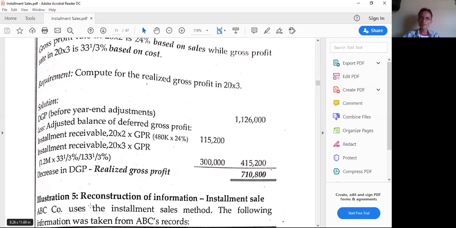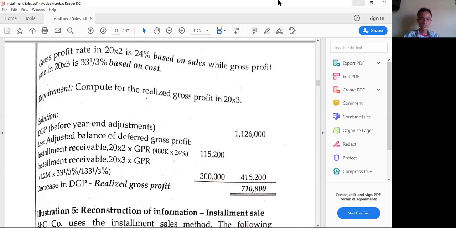That is simply DGP beginning minus the DGP ending. When I say DGP, I mean deferred gross profit. We have to know also the acronyms because when there are discussions and solutions and problems, normally those lengthy words or terms are converted into acronyms so that it would be easy for us to analyze and understand.